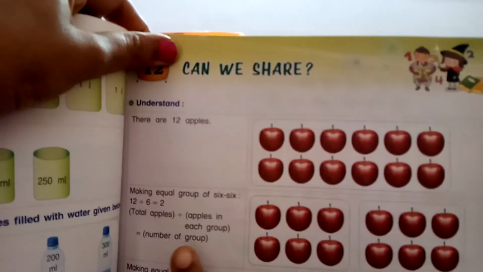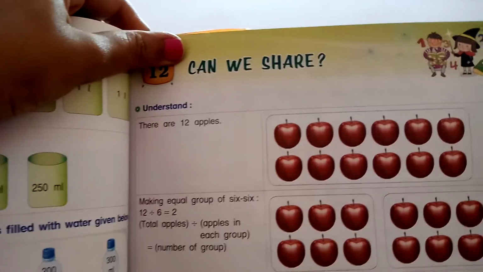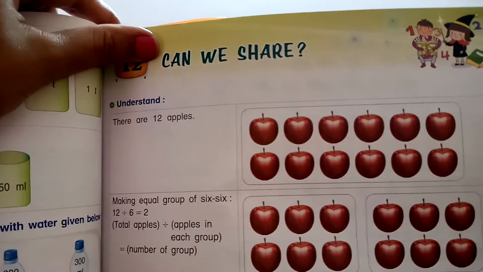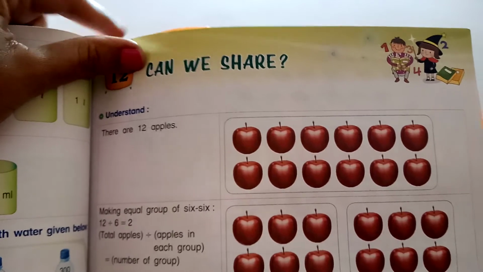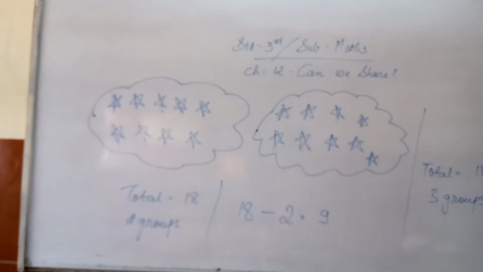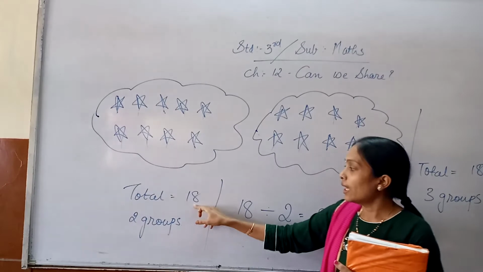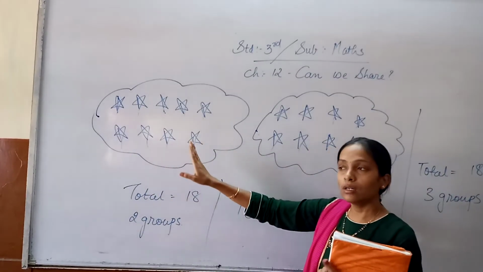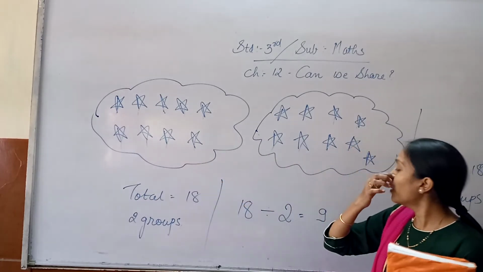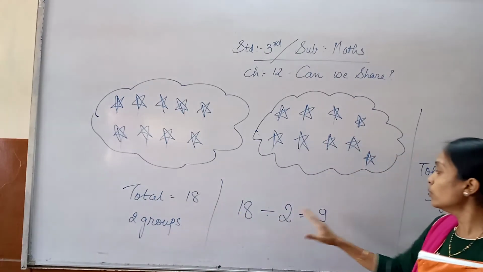So here you can see, in these boxes 6 apples are there in 2 groups. Here it is written 12 divided by 6 equal to 2, means total apples divided by apples in each group equal to number of groups. So 2 6s are 12. Here I have shown on the board like this. Here it is total 18 stars and it is divided into 2 groups. The total number of the stars divided by how many groups it is divided, it is 2. So 18 divided by 2 equal to 9.